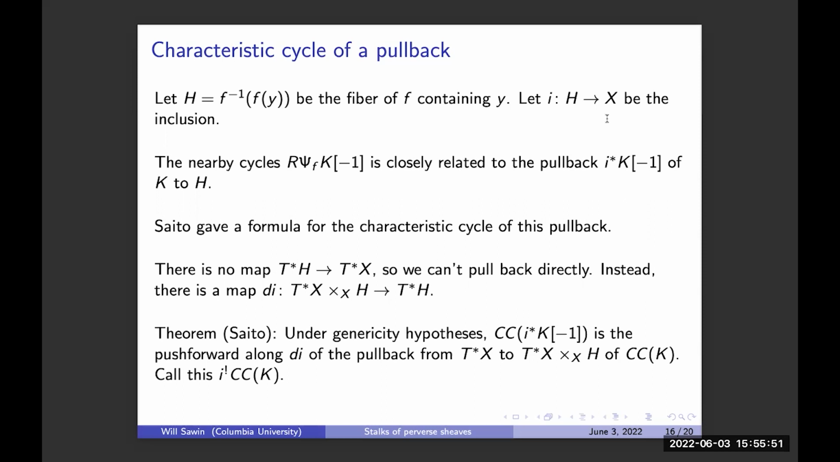And so the simplest thing you might hope for is that the characteristic cycle of the pullback is the pullback of the characteristic cycle. But that unfortunately does not make sense because you can't write down a natural map from the cotangent bundle of H to the cotangent bundle of X. The map you can write down is the derivative of the inclusion I. If you look at what that does on the cotangent bundle, you can see it maps the cotangent bundle of X fiber producted with H over X to the cotangent bundle of H. So you have a point in X which actually comes from H, and you have a cotangent vector. You can pull it back under the derivative, and you get a cotangent vector of H.